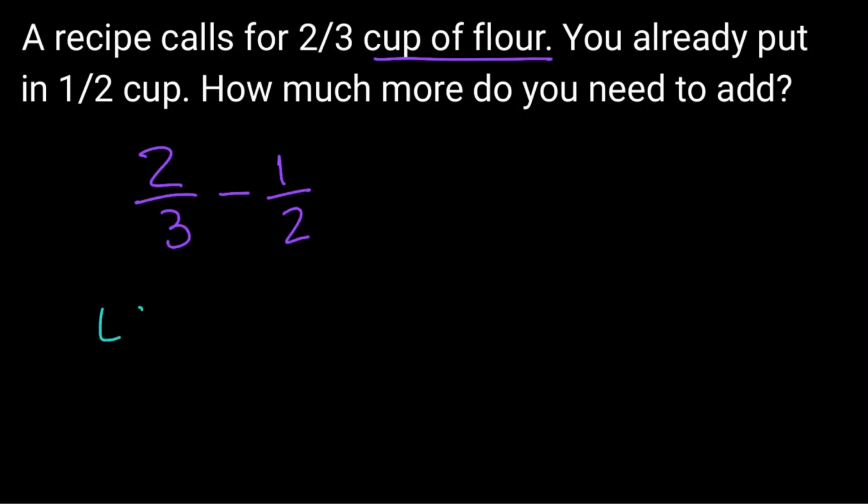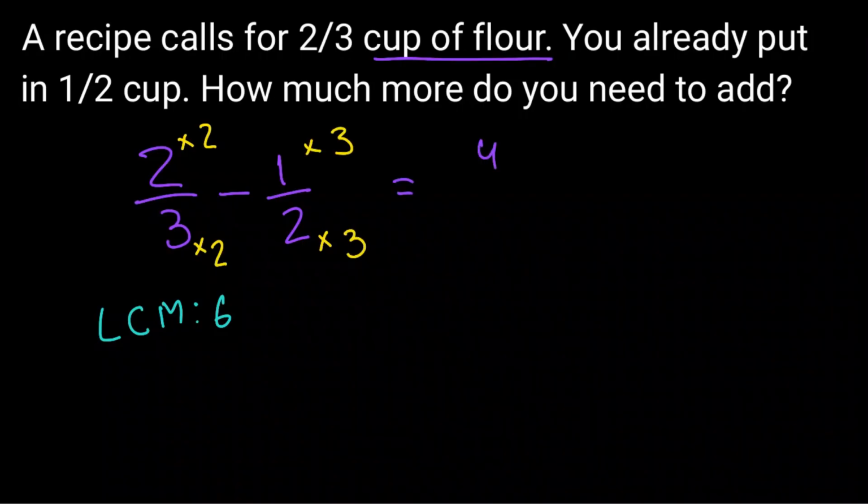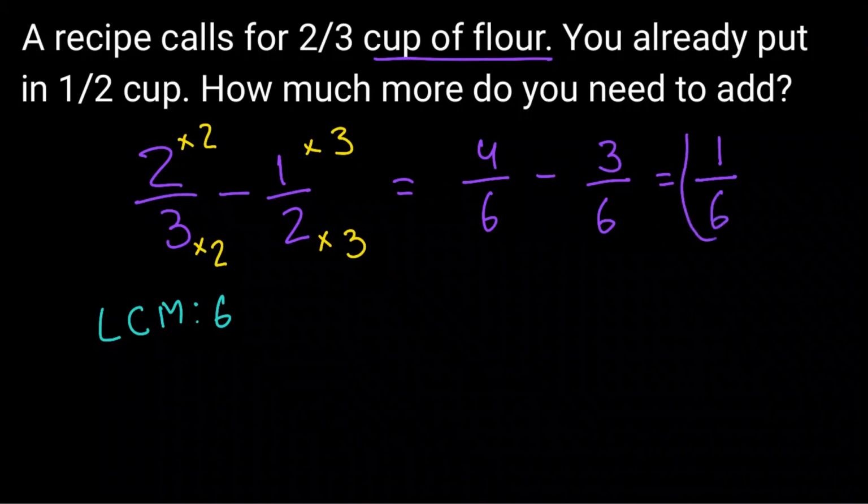The lowest common multiple between 3 and 2 is 6. So we'll need to multiply these fractions in such a way to get 6 as their denominator. To do this, we can multiply the first fraction by 2 and the second fraction by 3. This gives us 4 over 6 for the first and 3 over 6 for the second. Subtracting that gives us 1 over 6. So we need to add 1/6 of a cup more.